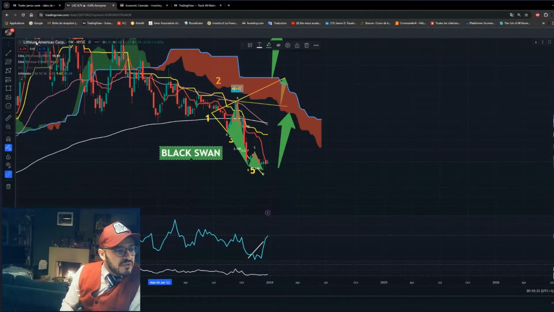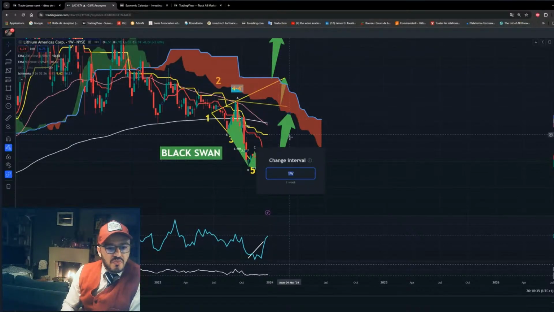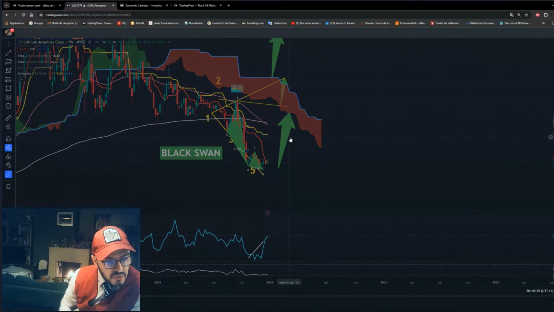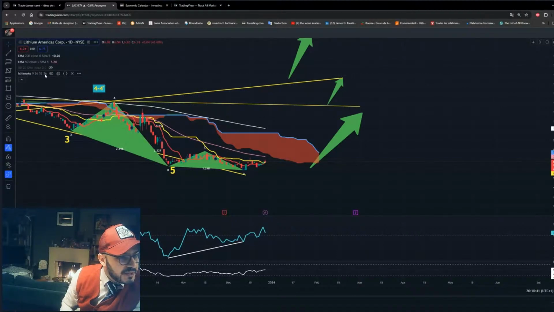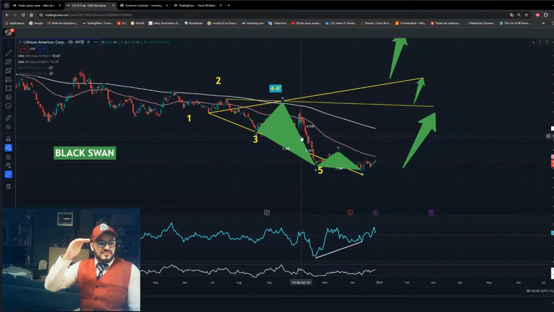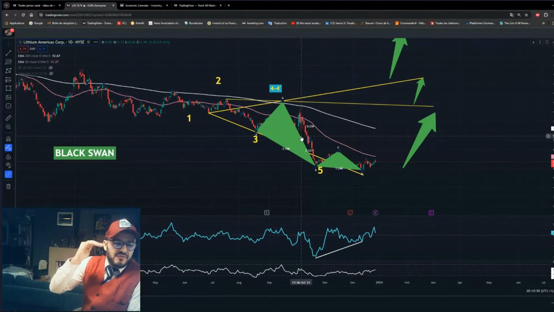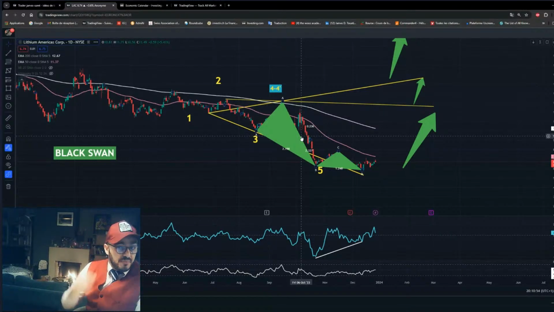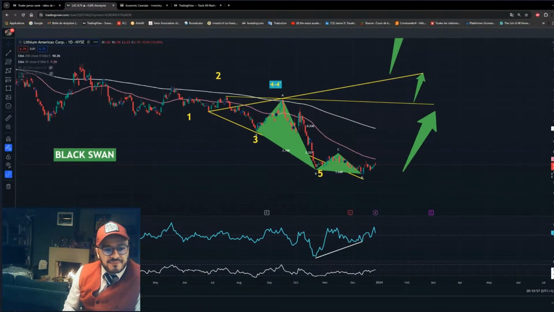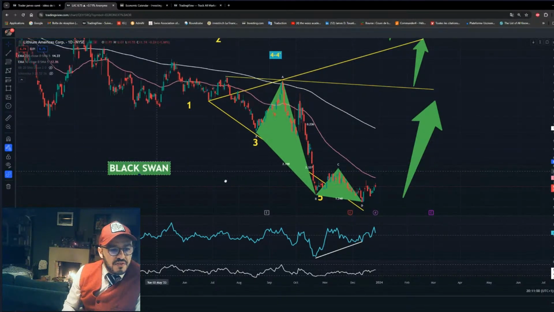Okay, so now I go back to 1 day. It's important, when you make an analysis, you must do like that. First, you start weekly. Okay, daily, 4 hours, 2 hours, 1 hour, 15 minutes. It's very important, and it gives you good levels. So we have a black swan daily on the lithium.